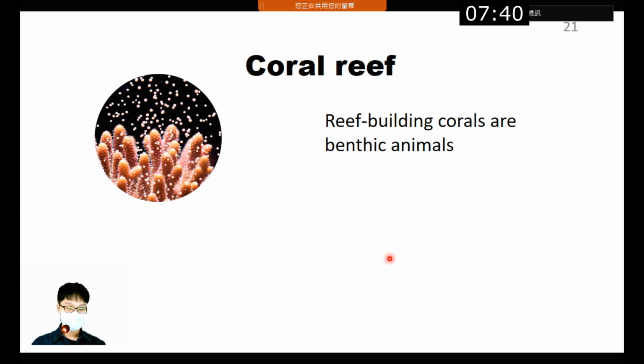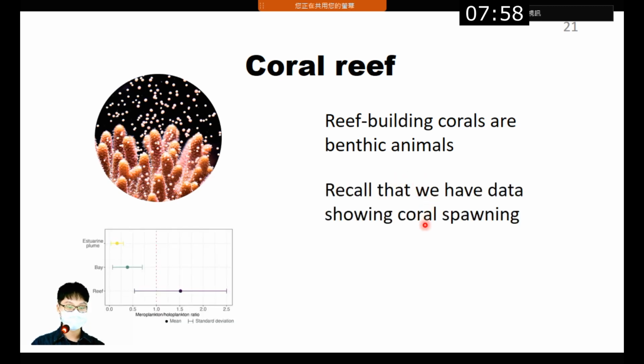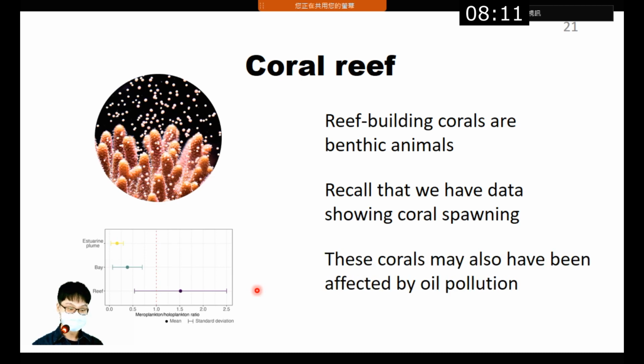Okay, remember we have a reef area in our sampling location. The reef building corals are benthic animals. We have data showing there is a coral spawning event happening right there. So the ratio of 1.5 means we have coral larvae, which may result in this coral also being affected by oil pollution.